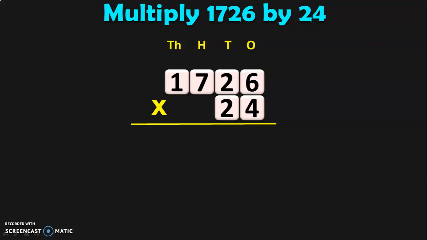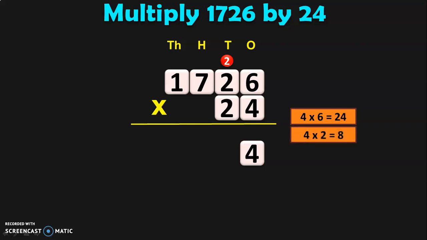So first you will start multiplying 4 by 6. 4 into 6 is equal to 24. 4 in the ones place. 2 will be taken as a carryover to the tens place. Next 4 into 2 is 8. 8 plus 2 in the tens place is 10. So 0 in the tens place and 1 will be taken as a carryover to the hundreds place.